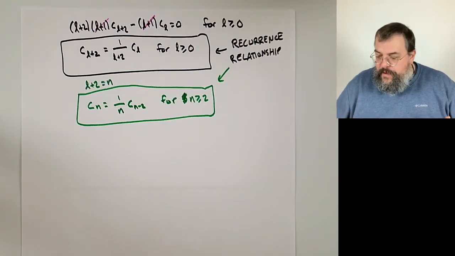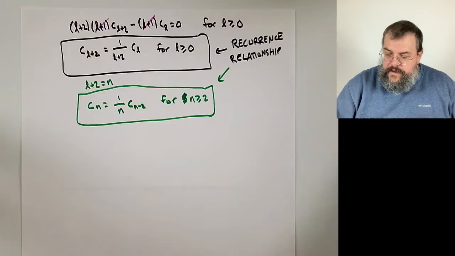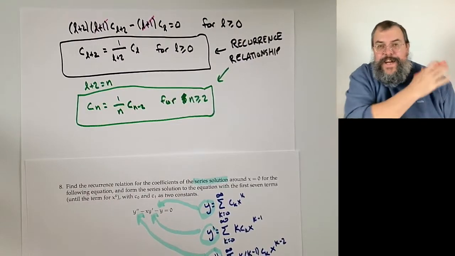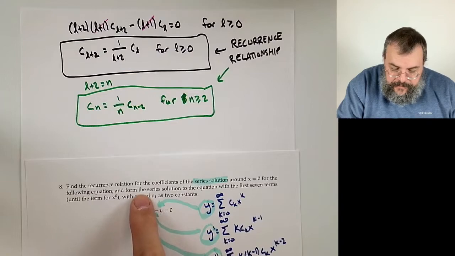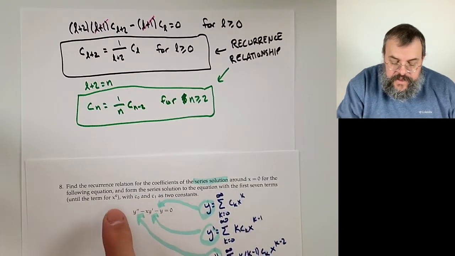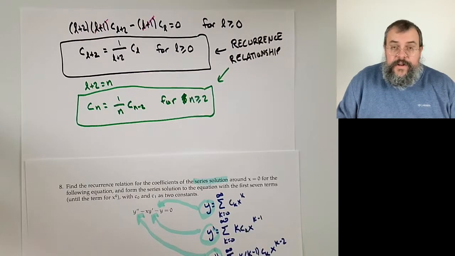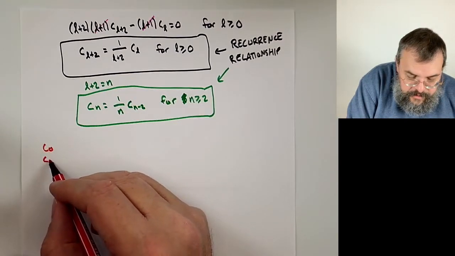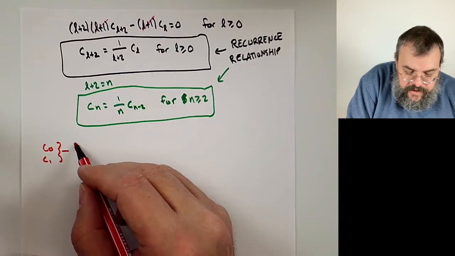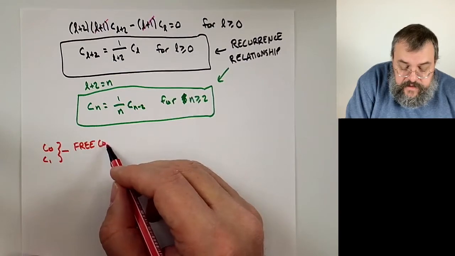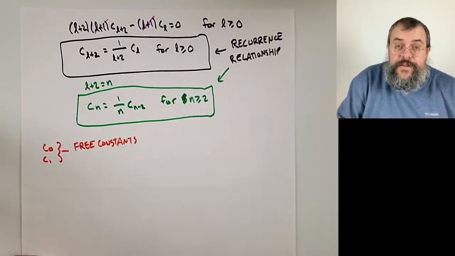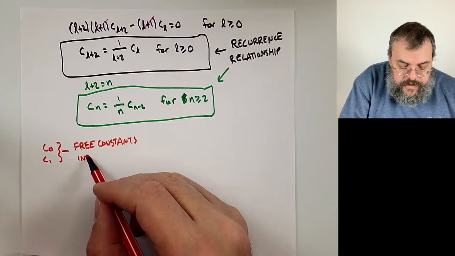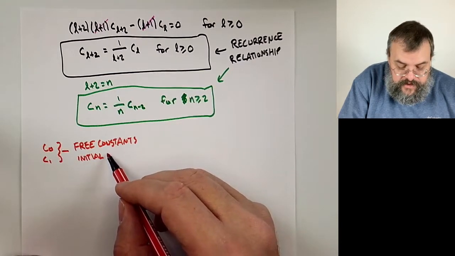Okay, so now, with all that work, what do we have? Oh, we did need to find the recurrence relationship. Good, so we did it. Good job, us. All right. And now form the series solutions to the equation with the first 7 terms, until the term x to the 6, with c0 and c1 as 2 constants. So c0 and c1 are basically our free constants. Normally, these are the same thing as our initial conditions, because if you know what happens to the series solution at 0 and the derivative at 0, that determines your c1 and c0.